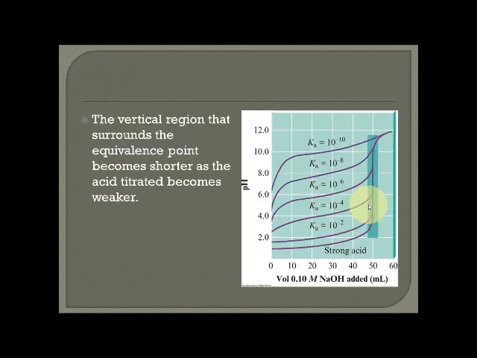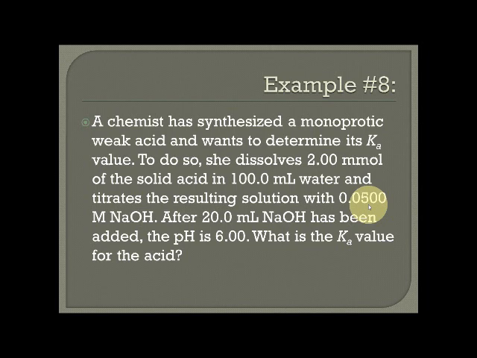The vertical region that surrounds the equivalence point becomes shorter as the acid titrated becomes weaker. So if you look in this picture, it's shaded in darker where these equivalence points are. And if they're all going to the same pH at the end, then that vertical area where the pH changes gets shorter and shorter.